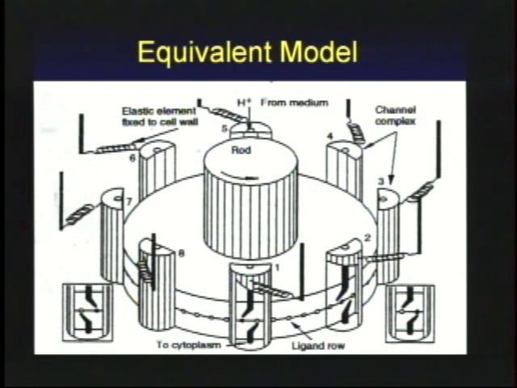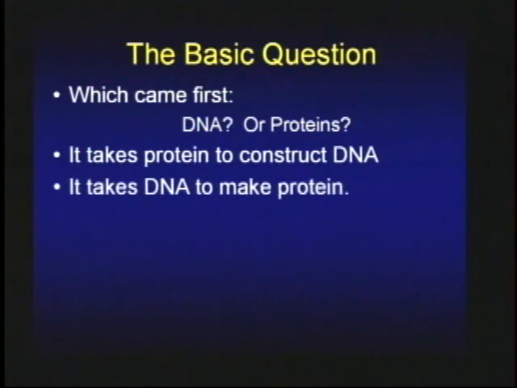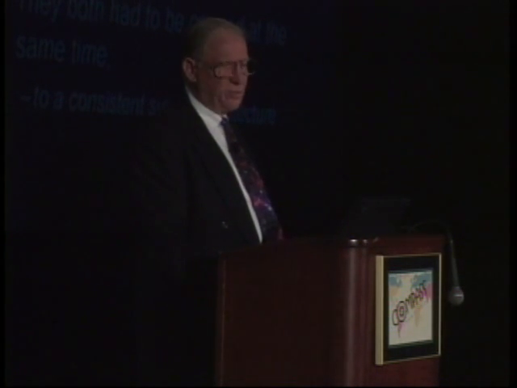Did this happen by chance? Hardly. Very skillful design. The real issue, the reason the Darwinists can't explain the origin of life is because they cannot explain the origin of information. The origin of information. Which came first, the DNA or the proteins? It takes protein to construct DNA, and it takes DNA to construct proteins. Which came first? Come on, guys. Both had to be created at the same time and designed to a consistent system architecture. That same code, those same acids are the ingredients of all life in the universe, which proves it all came from the same design team. All came from the same software house, okay? All right.